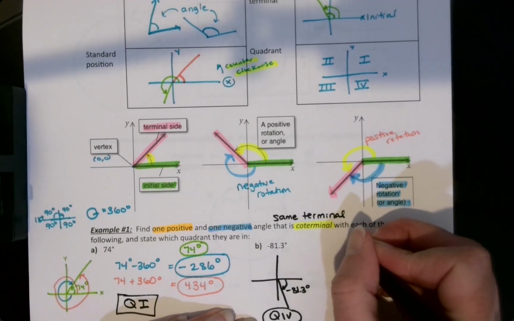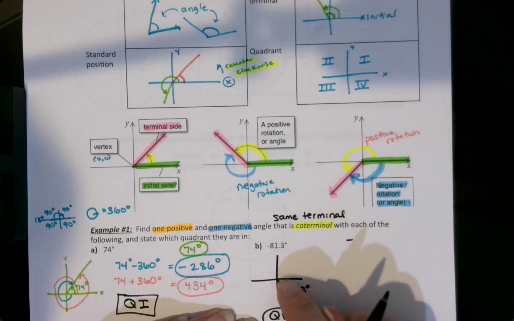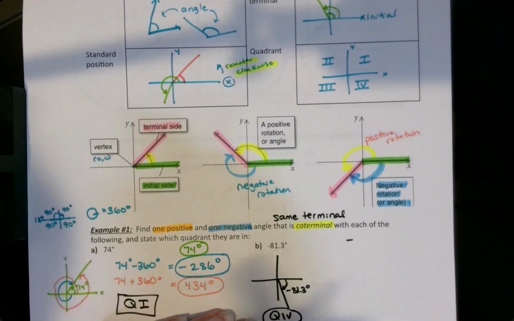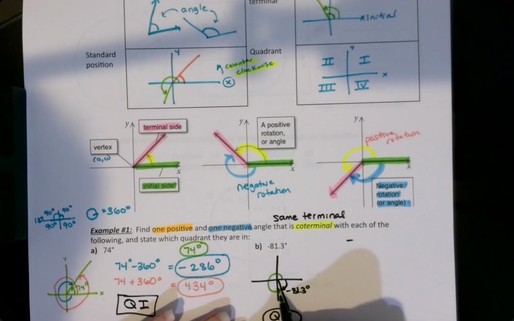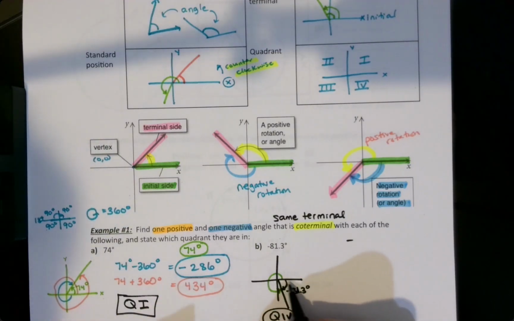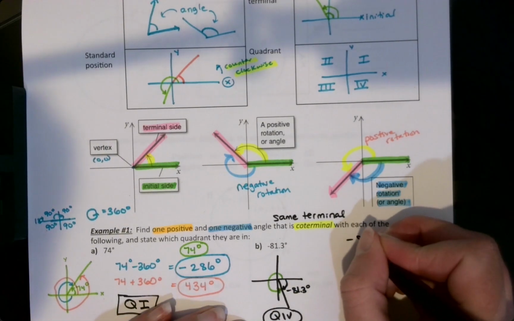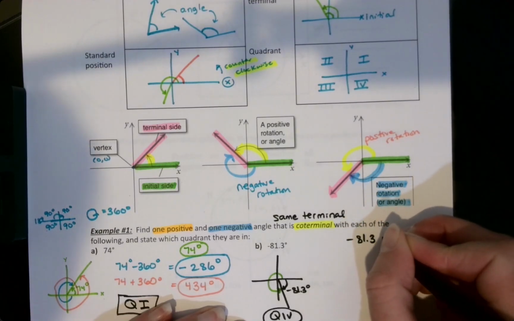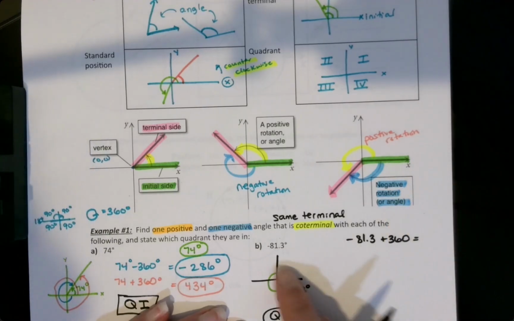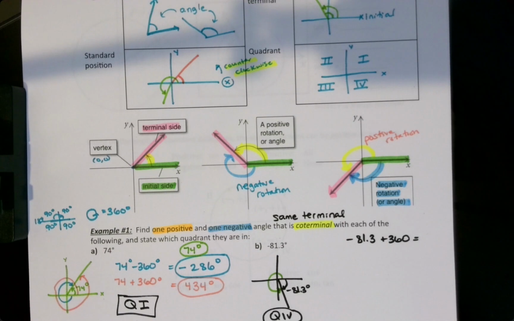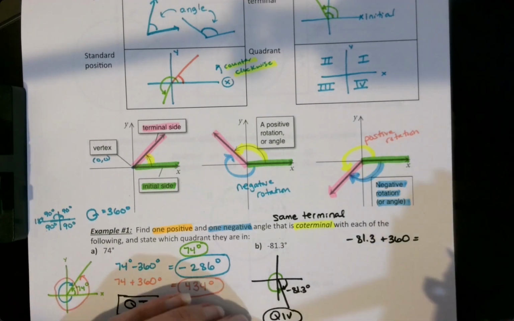So the simplest possible way to state this is negative 81.3 degrees in negative orientation. However, if we wanted to talk about this one in positive orientation, we would need to go around the circle in the other direction, and that's going to end us just shy of 360 by the measure of negative 81.3. So I take negative 81.3 and I add 360 to it. That would make the angle in the positive rotation 278.7 degrees.